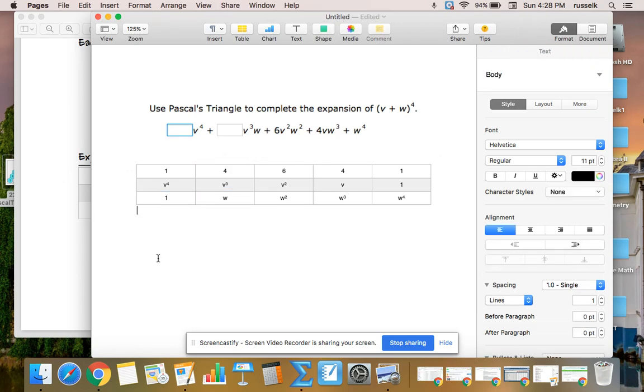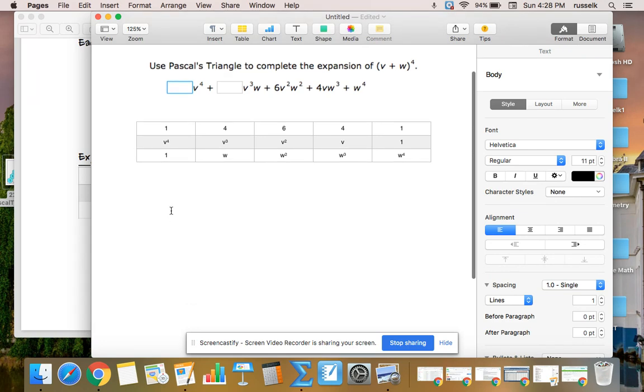Last thing then would be to multiply these together. So that first one would just give me 1v to the fourth. Second one then would be 4v cubed w.